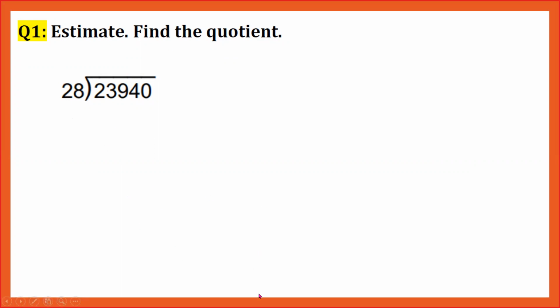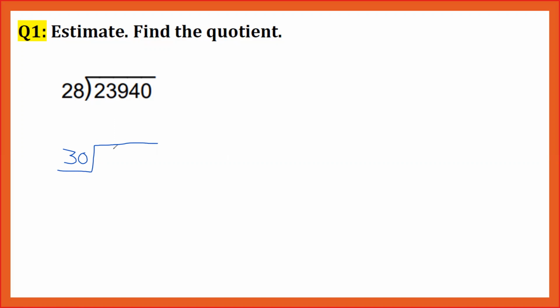The first step here, what do we have? We have to divide 23,940 by 28. The first step, as I told you before, is to estimate 28 by a compatible number. Okay, I will remind you what you have to do, then I will ask any girl to help me. So 28, I will estimate it to be 30 by the compatible numbers.